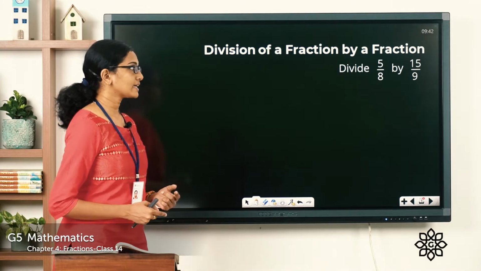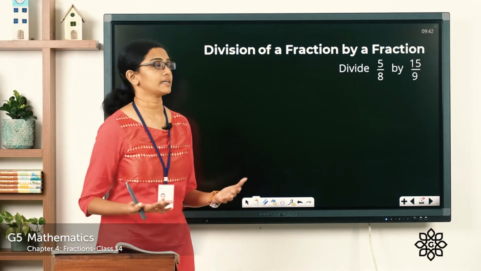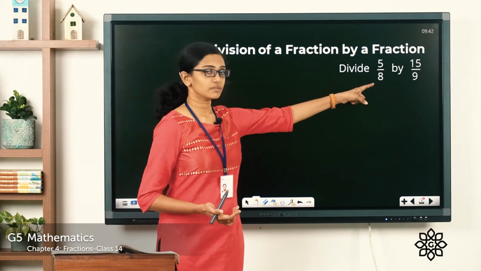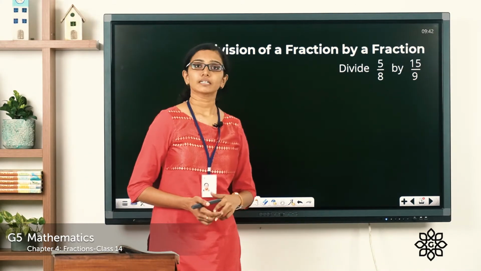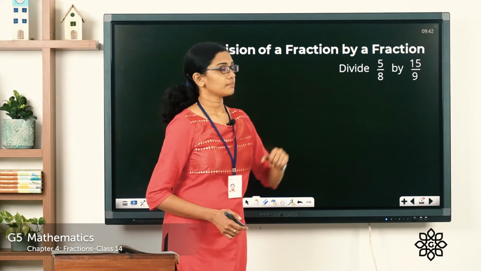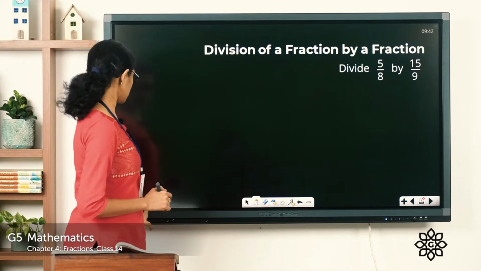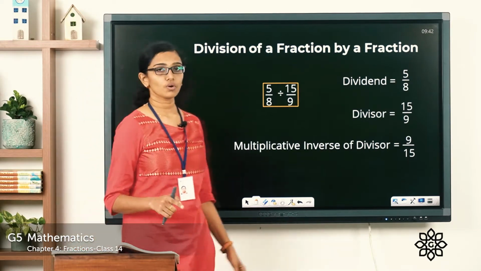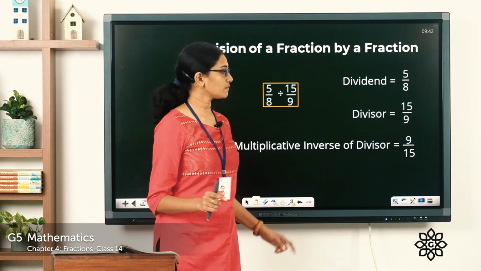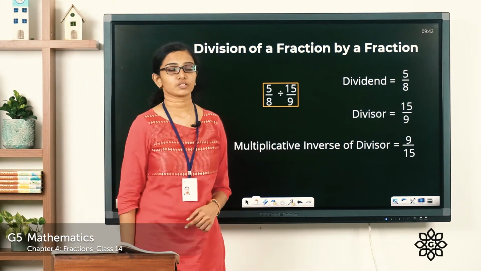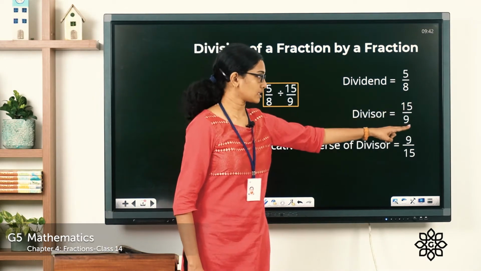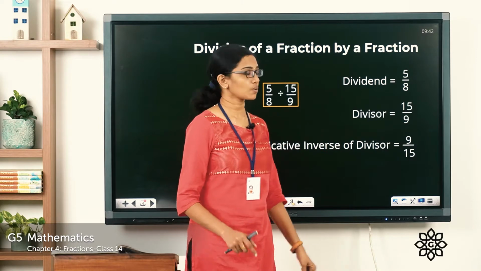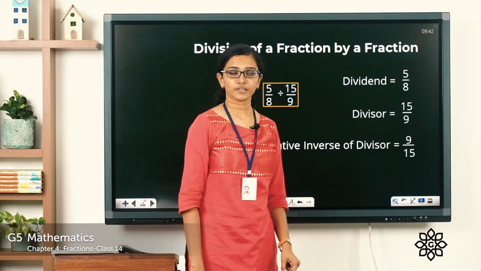Divide 5 by 8 by 15 by 9. So you have the dividend fraction 5 by 8 divided by the divisor fraction 15 by 9. So what is the first step? The first step is to find out the multiplicative inverse of the divisor fraction. So the multiplicative inverse of the divisor 15 by 9 is equal to 9 by 15.